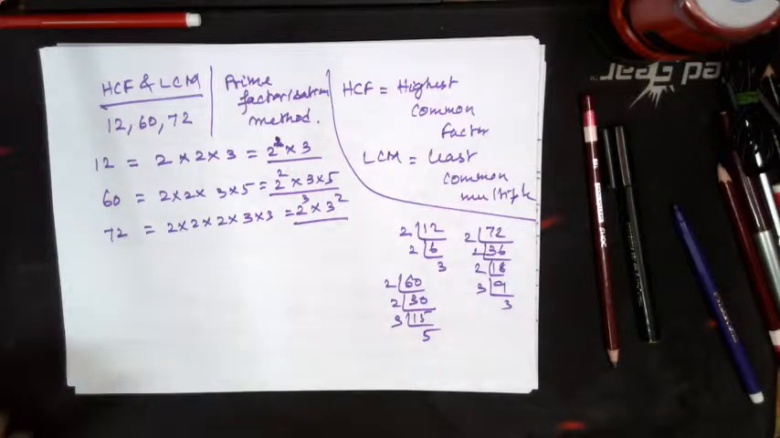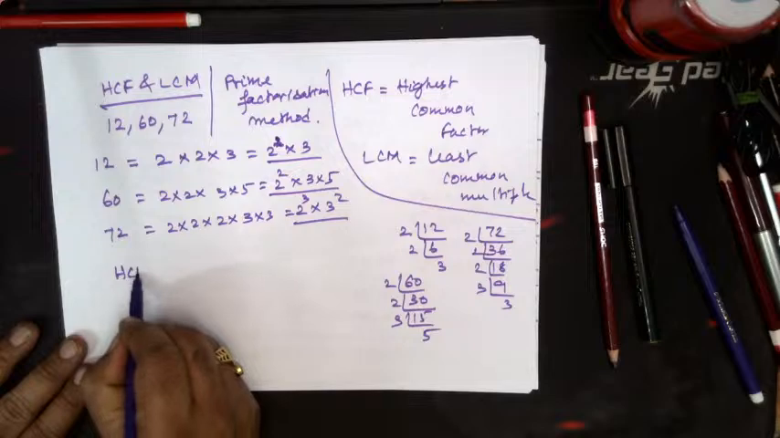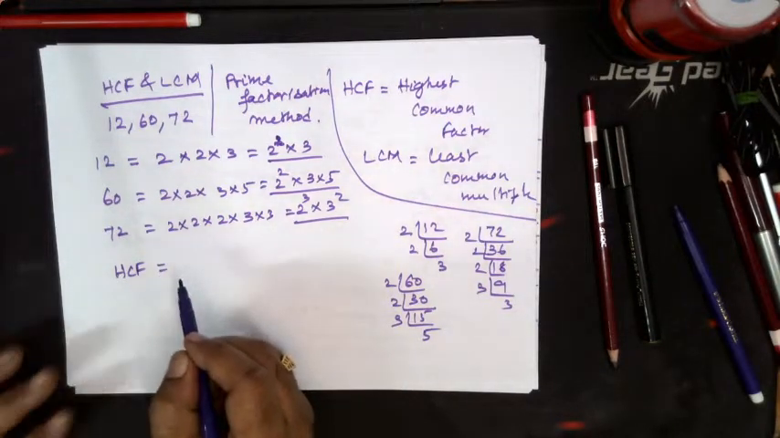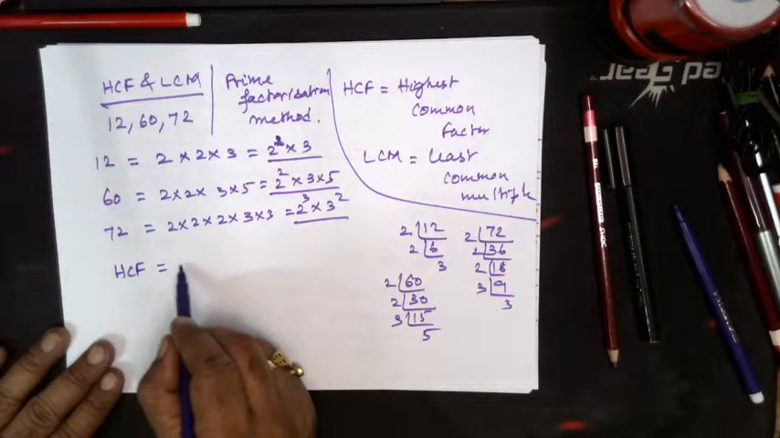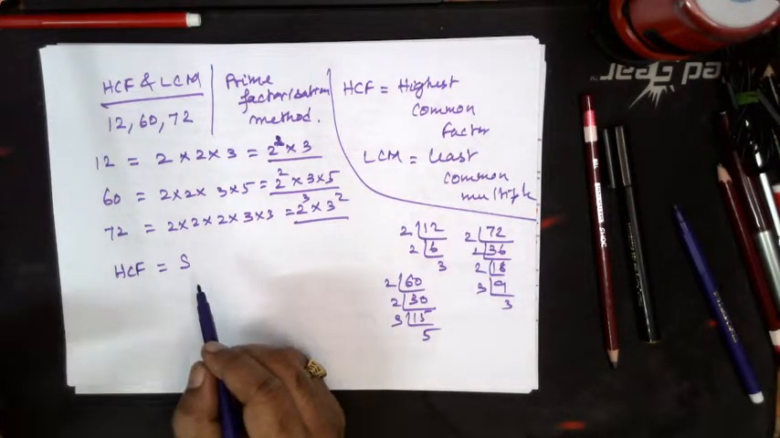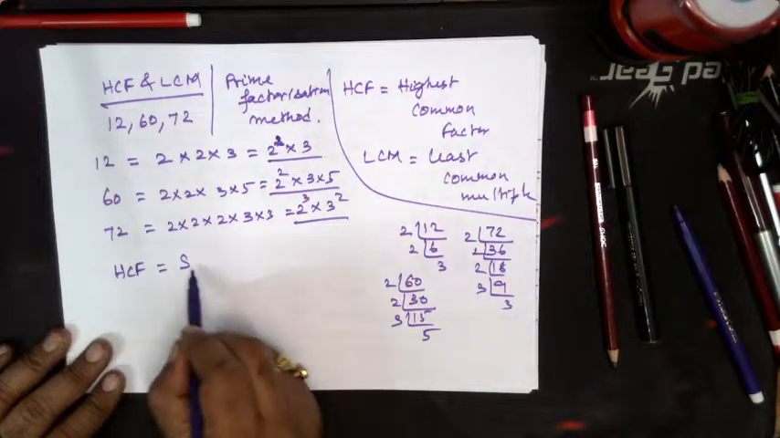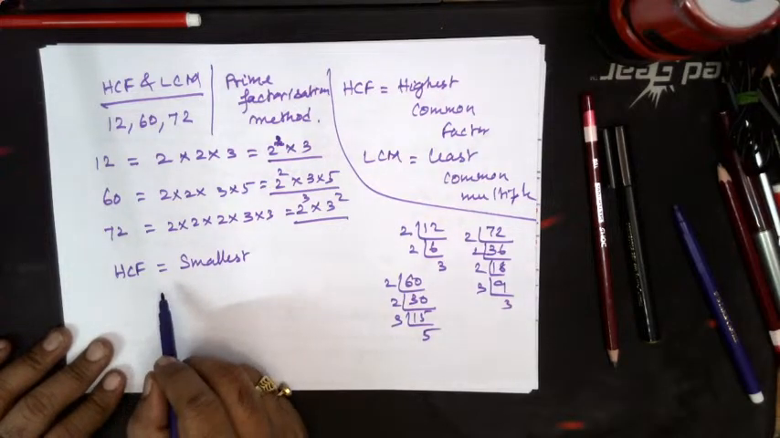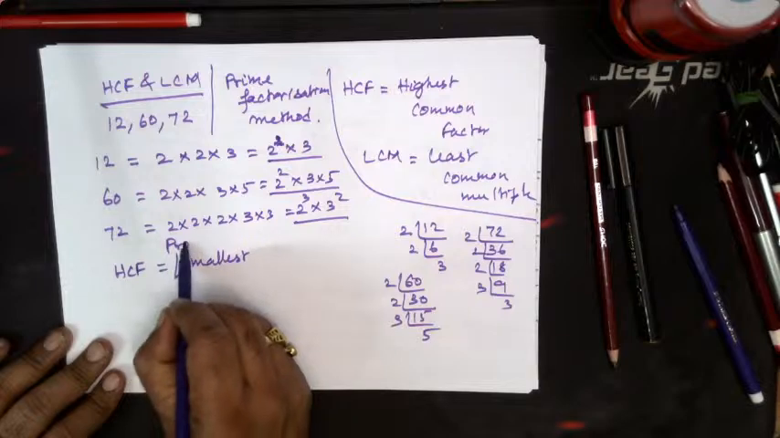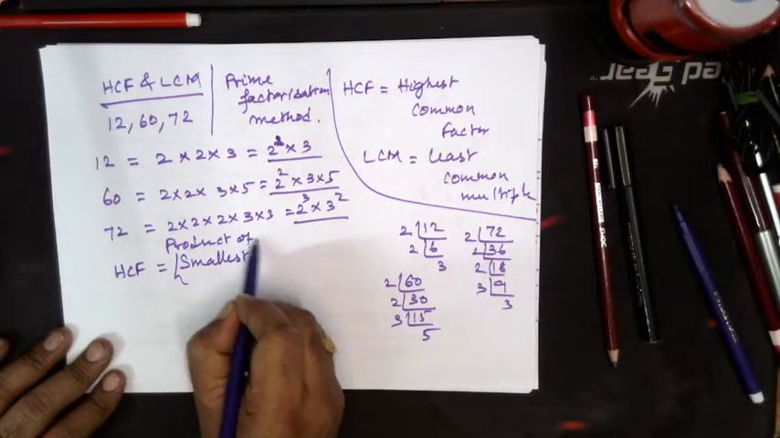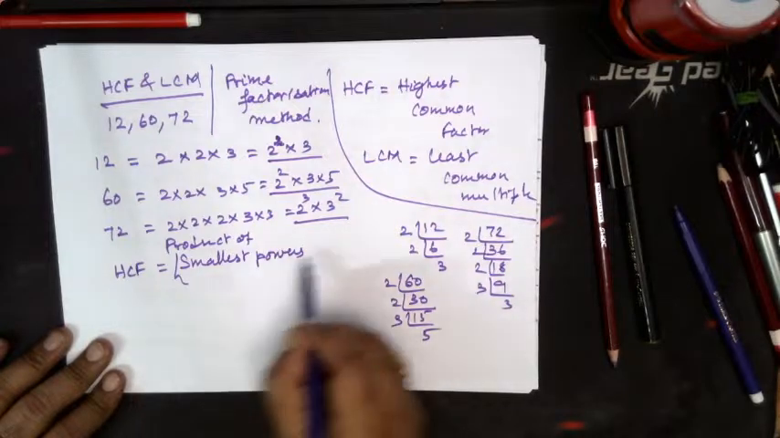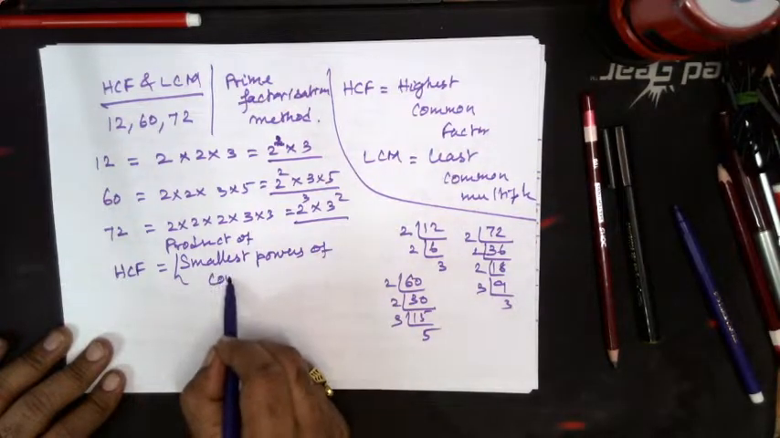Now you must remember, what do you mean by HCF? HCF is the product of smallest powers. Take down, this is another definition. HCF is the highest common factor, but when you interpret, you have to do it like this: smallest, take down, smallest, that is product of smallest powers of common factors.